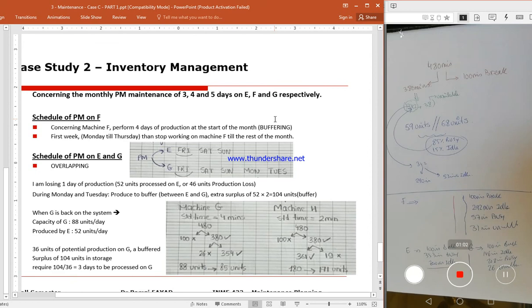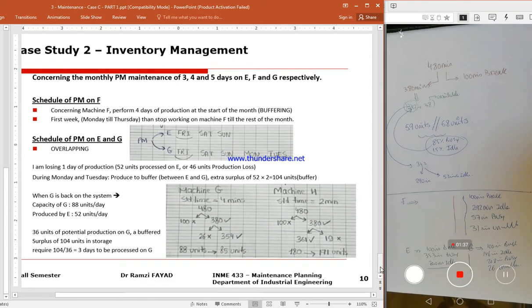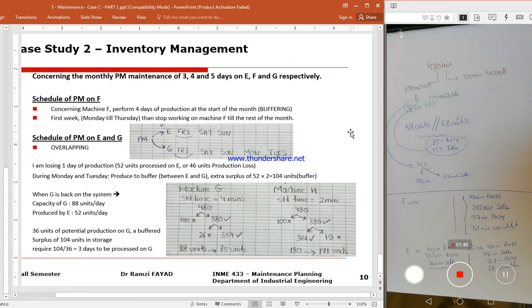Okay. Concerning schedule preventive maintenance on machine E and G, I'm losing 1 day of production, 50 units processed on E or 46 unit production loss. During Monday and Tuesday, production to buffer between E and G, extra surplus of 52 times 2, 104 units buffer. And when G is back on the system, I perform those units حتى يصير معنا هيك 36 unit of potential production on G, a buffered surplus units in storage. يعني أنا I need 3 days to be processed on G in order to make up for the loss of production.